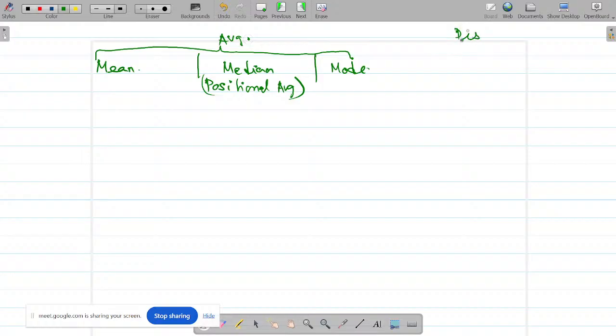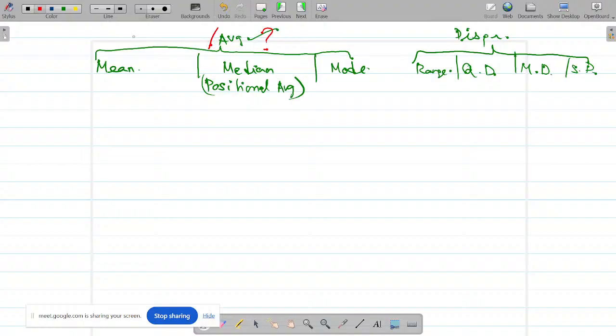Under dispersion, we'll be covering range, quartile deviation, mean deviation, and standard deviation. I'm not touching this concept as of now. I'm going to go with average only. What do you mean by average? When we started the heading, we were mentioning another name for average. You remember? Yes. What's another name for average?